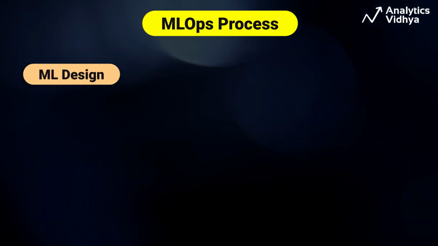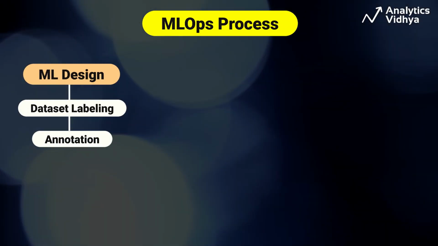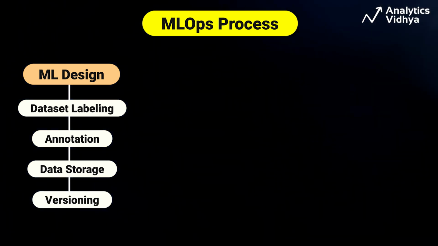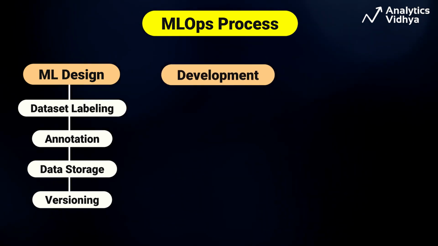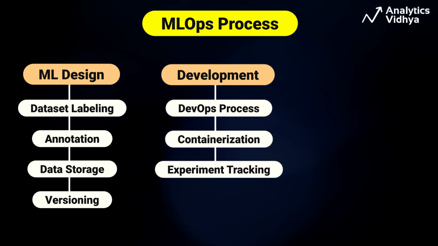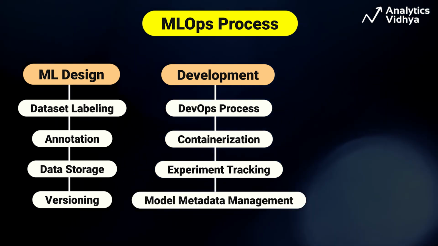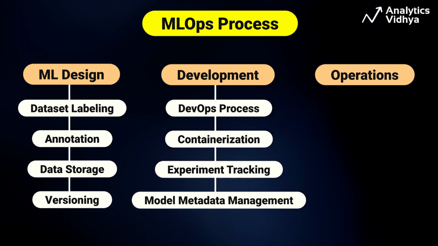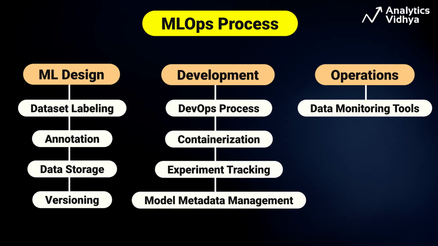First, we'll look at tools for dataset labeling, annotations, and data storage, versioning under the ML design and ML model building stage. This will be followed by tools under DevOps process, containerization, experiment tracking, and model metadata management under the deployment stage. Finally, we'll focus on the operations stage, under which we will look at data monitoring tools. However, if you want to know about more tools for more specific tasks and learn about them, I'll attach a reference link where you can check them out in detail.